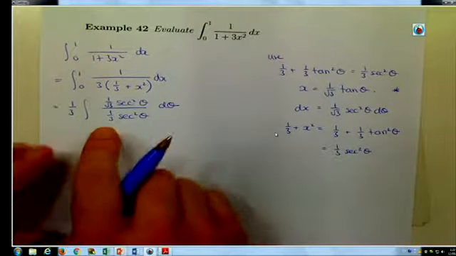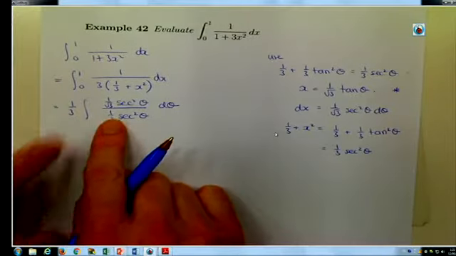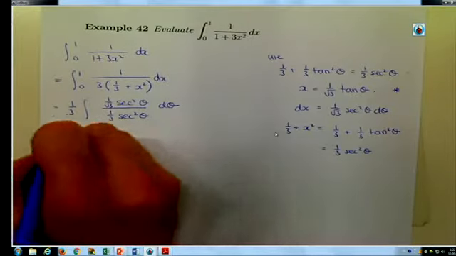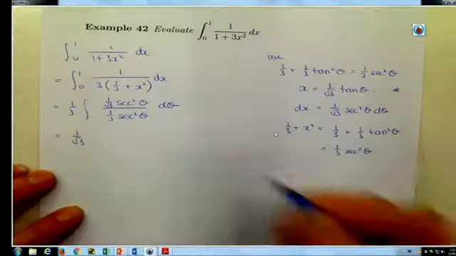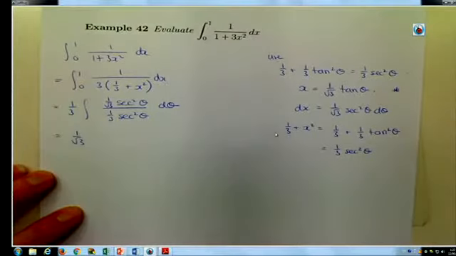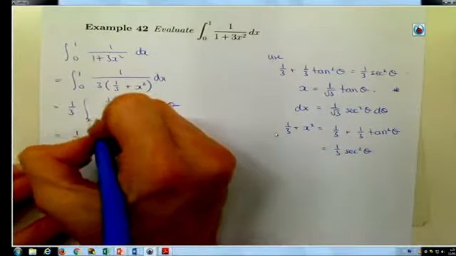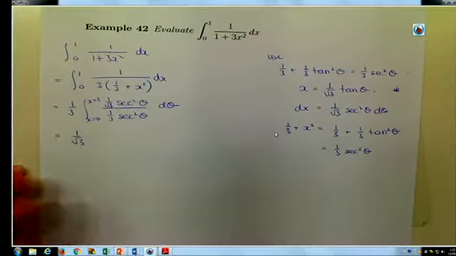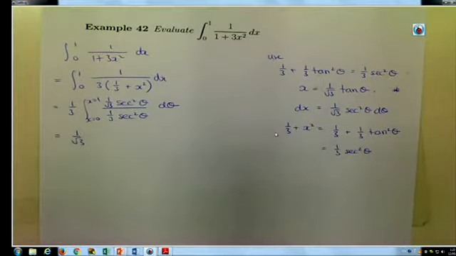Okay, so we can take all the constants out the front. This 1/3 and this 1/3 will cancel each other out, and I'll get 1 on the square root of 3. Oh, I didn't put my bounds in. That's a bit naughty. X equals 0, x equals 1. Make sure you say x equals, because it's not theta equals.